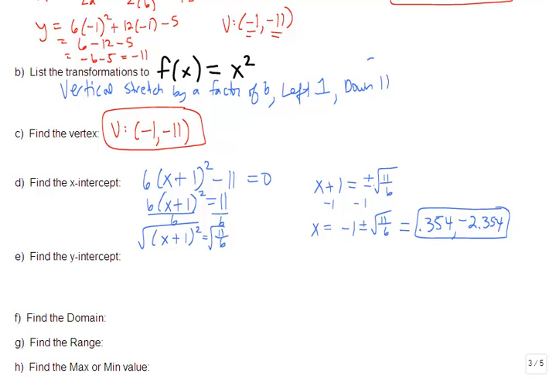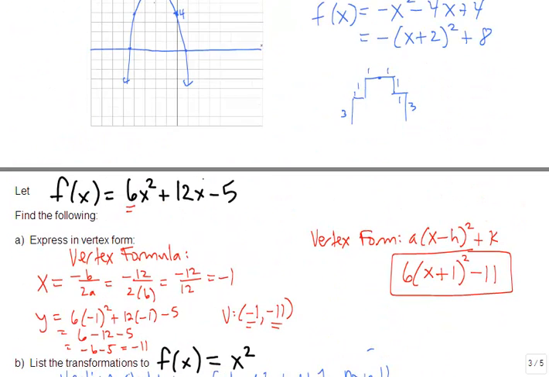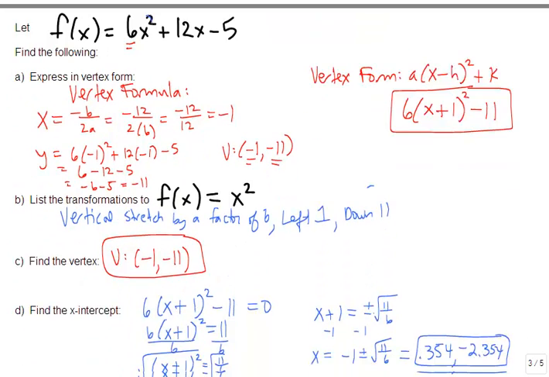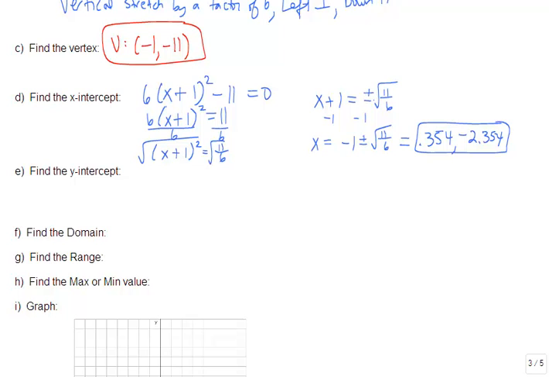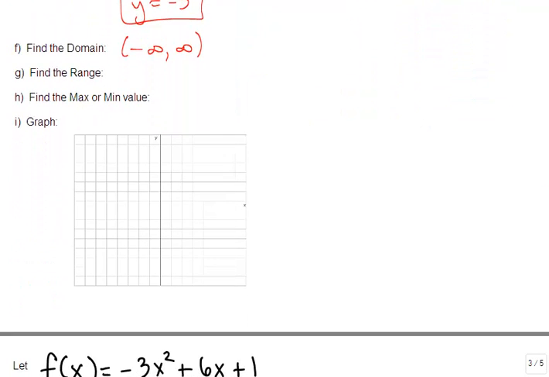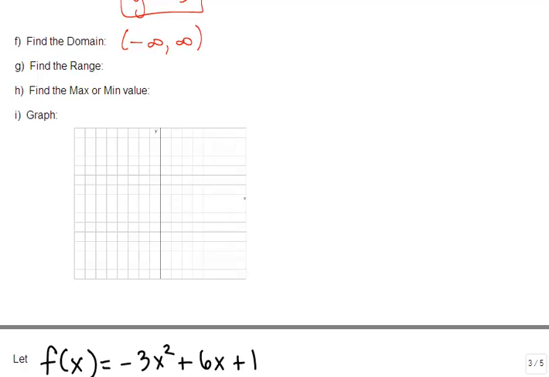To find the y-intercept, go back to your original function, plug in 0 for these two x's, and that means my y-intercept is just this constant on the end, so it's just going to be a -5. So y equals -5. Alright, domain, I automatically know that that's all reals, always, always, always. So -infinity to infinity. And before I answer my range or my max or my min, let's do our graph.